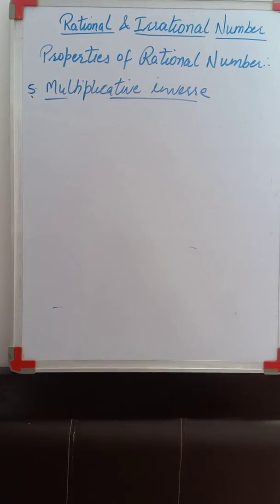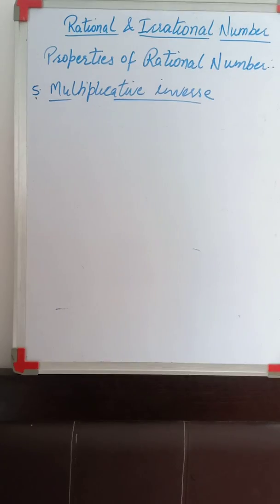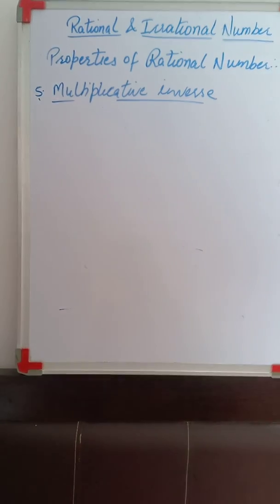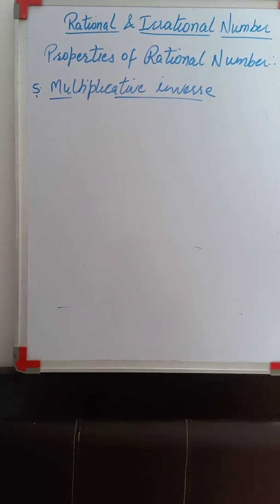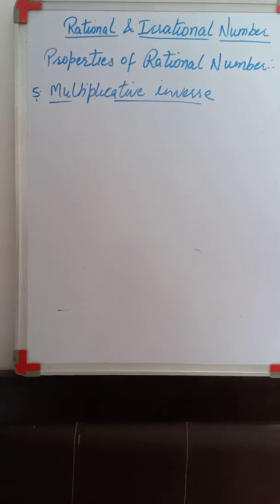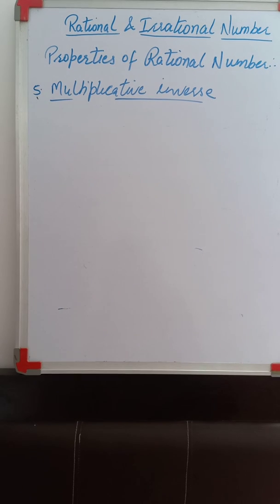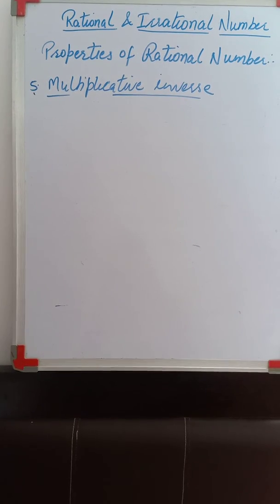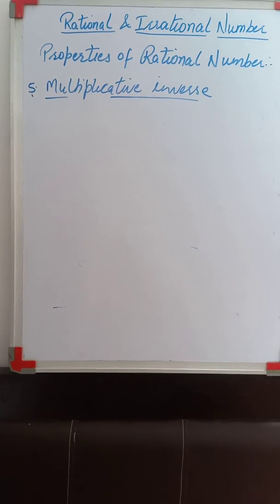Next property is what? Multiplicative inverse. Just like the additive inverse, we have the multiplicative inverse. So what is that? For every rational number A, there exists a rational number 1 upon A such that when we multiply the number and its multiplicative inverse, the answer will be 1, right?